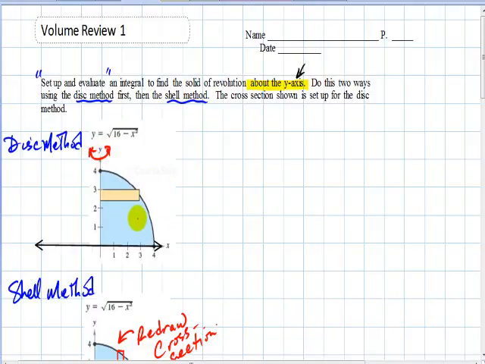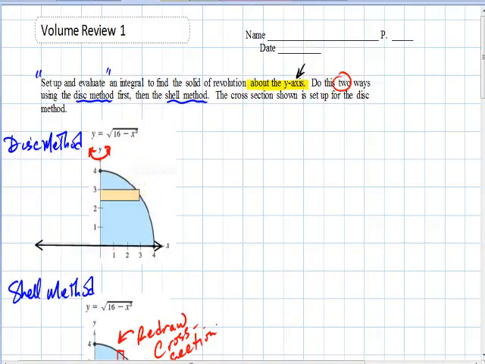Okay, so this blue region right here is going to be revolved around the y-axis. And so it's going to be reflected over here. So we're going to need to draw that in a minute. We're going to do it two ways. First using the disk method and then the shell method. And in the shell method, we're going to have to change the cross-section. Right now, this is set up for the disk.